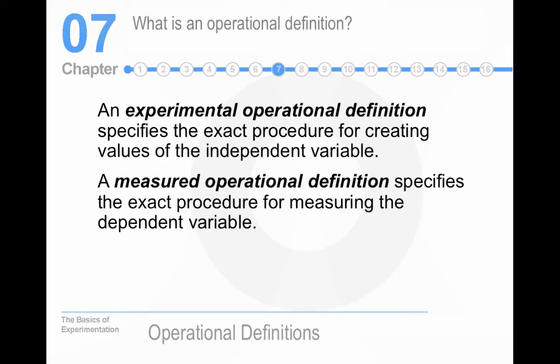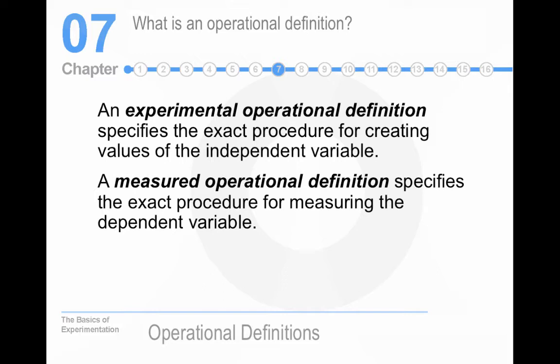Breaking it down, an experimental operational definition gives you the exact procedure. And so maybe instead of saying I'm using 2 Red Bulls, I might say I'm using 160 milligrams of caffeine, because each Red Bull has 80 milligrams of caffeine, and that's about as much as an 8-ounce cup of coffee, if you're keeping track at home.